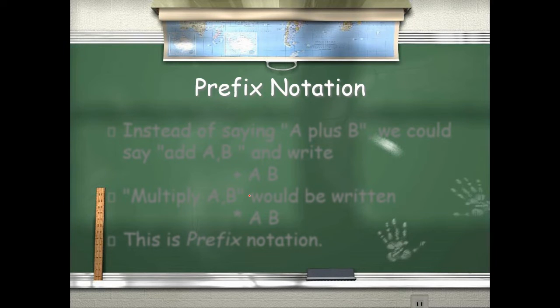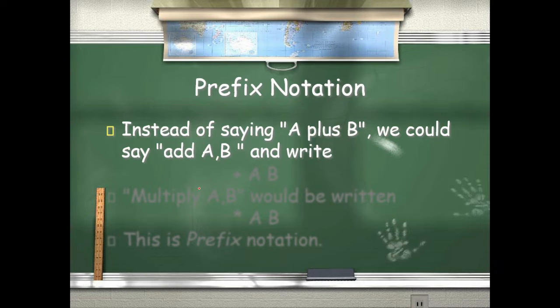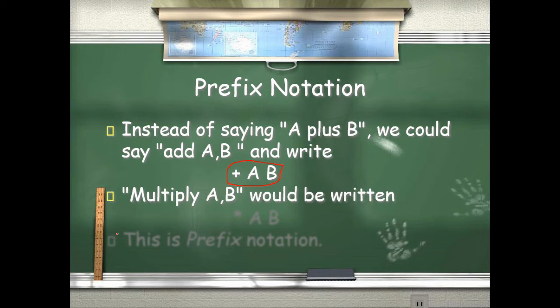Next, prefix notation. So instead of saying A plus B, we could say it as add AB and we can write this as plus AB. You can see here the position of the operator is before the operand. So plus AB. A is an operand, B is an operand, and plus is the operator there. Then suppose I have to multiply A and B, we can write it as star AB. The expression where the operator comes before the operand is called prefix notation.